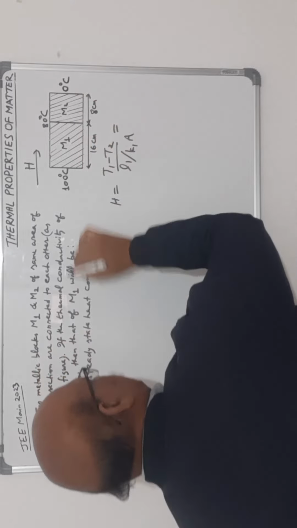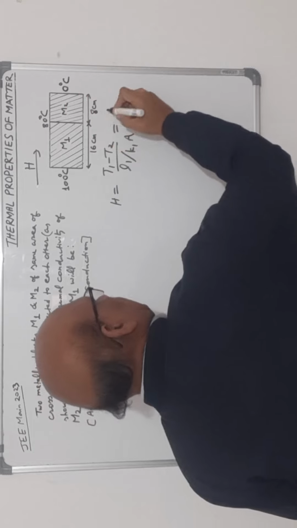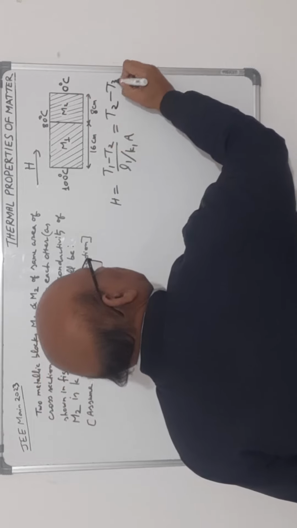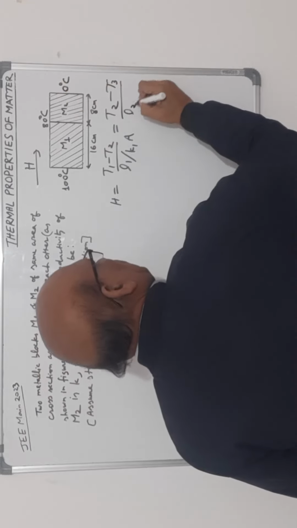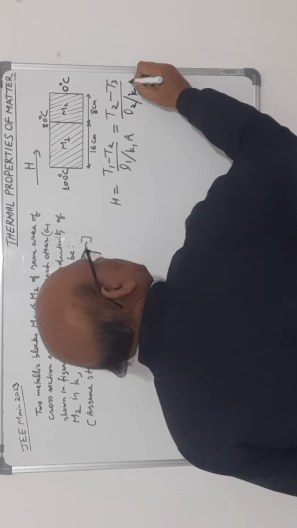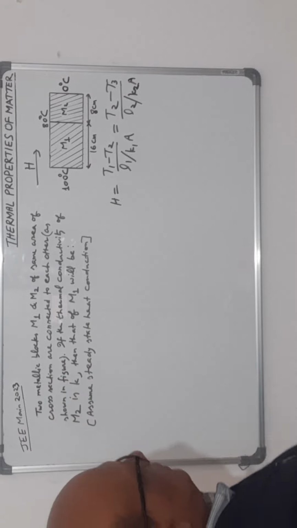because they are of the same area of cross section and heat flows like this, so both areas will be same. And this is equal to T2 minus T3, if T2 is this temperature and T3 is this temperature, upon L2 upon K2A. Okay, this is the formula for heat conduction under steady state.